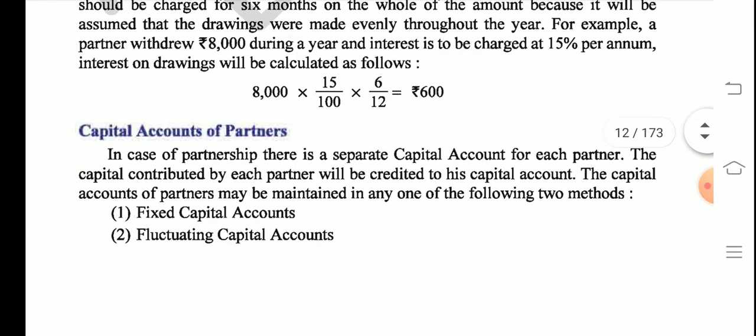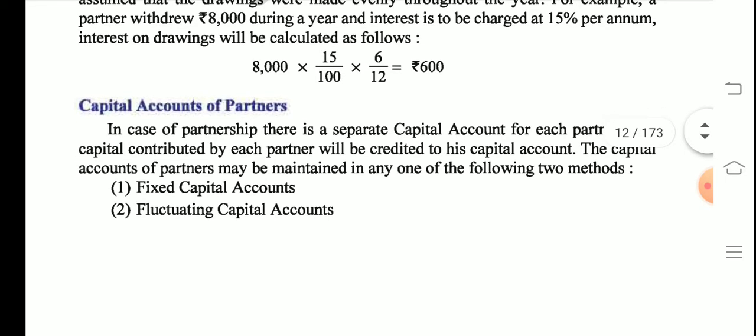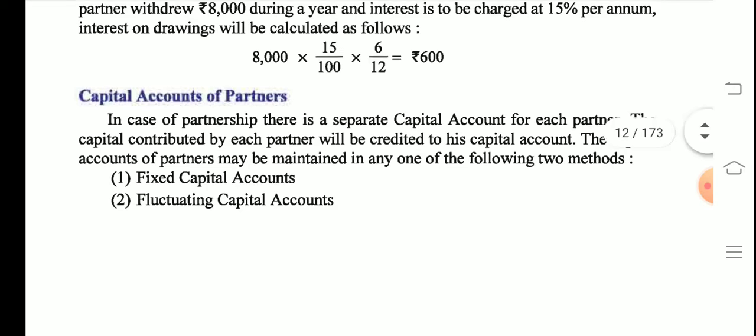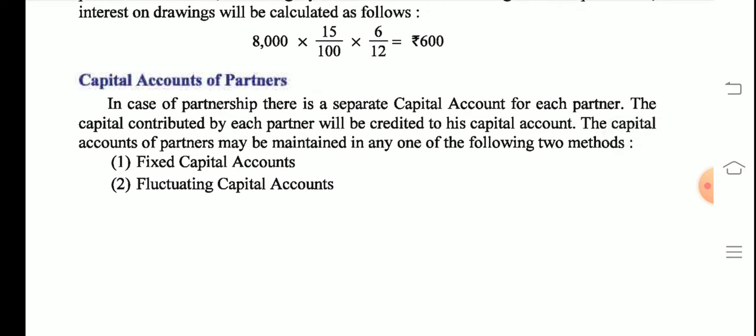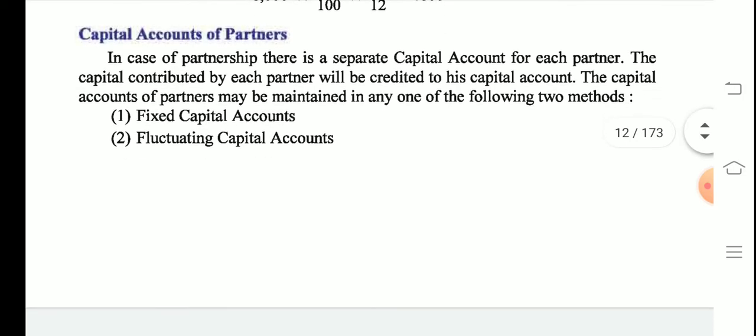So now the next topic is types of partners' capital accounts. Students, I had told you 2-3 pages prior to this that we often use two words, partners' capital account and partners' current account. Why do we use such words? You'll be able to understand by learning this. There are two types of accounts, fixed capital accounts and fluctuating capital accounts. So just draw a flow chart here.